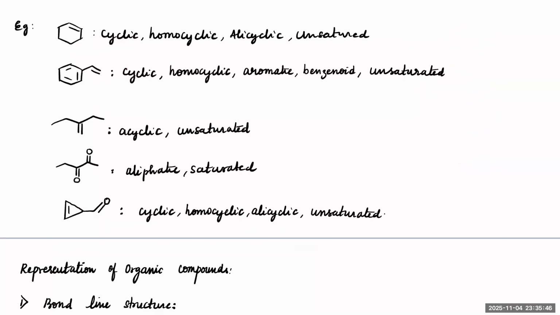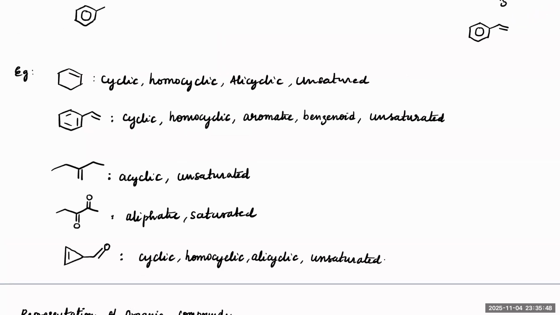Now, notice this compound here. Let us quickly understand. This is all made up of carbons, so this is cyclic, homocyclic. It is alicyclic because this is not a part of some aromatic form, and it is unsaturated. Now you can see this is cyclic, homocyclic, aromatic as well. It is benzenoid as well because it looks benzenoid, and it is unsaturated because outside there is a double bond. No, it is not because of the inside pi bond, but because of the outside pi bond that it is unsaturated. Okay. Next, if you have one double bond like this, then this is acyclic.